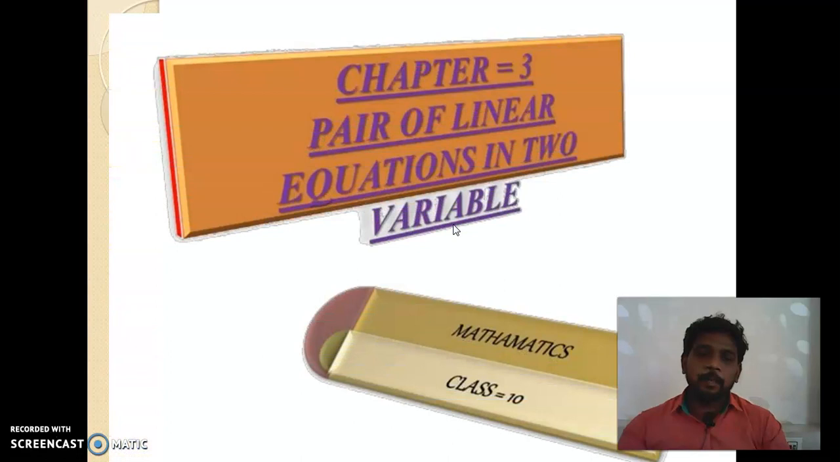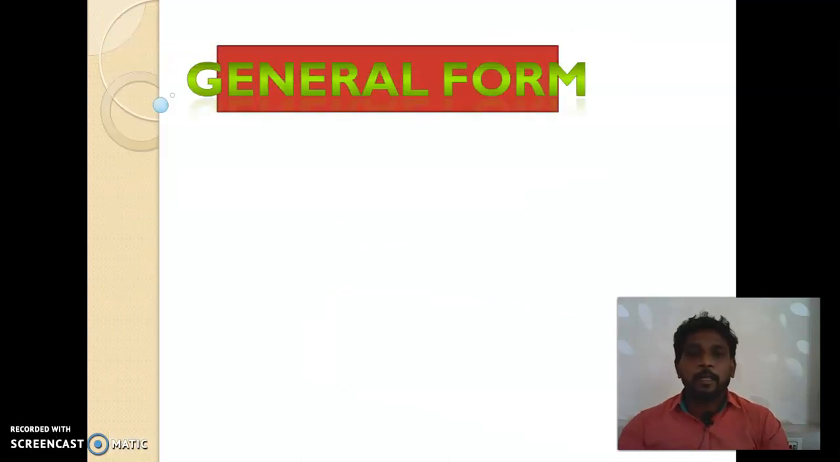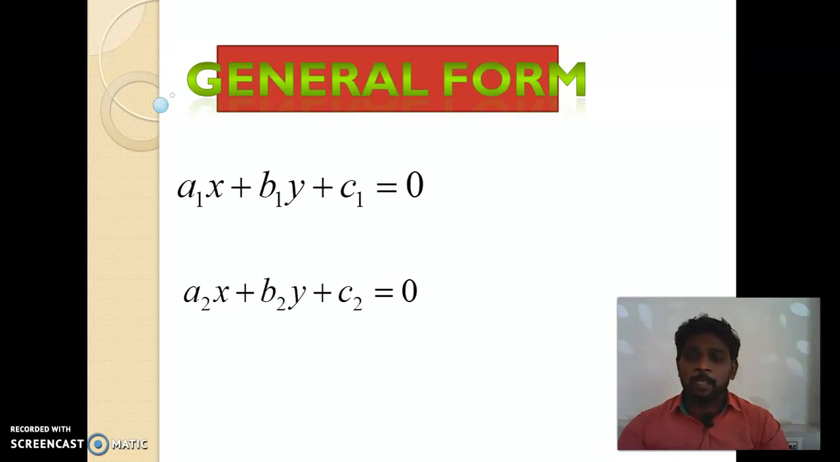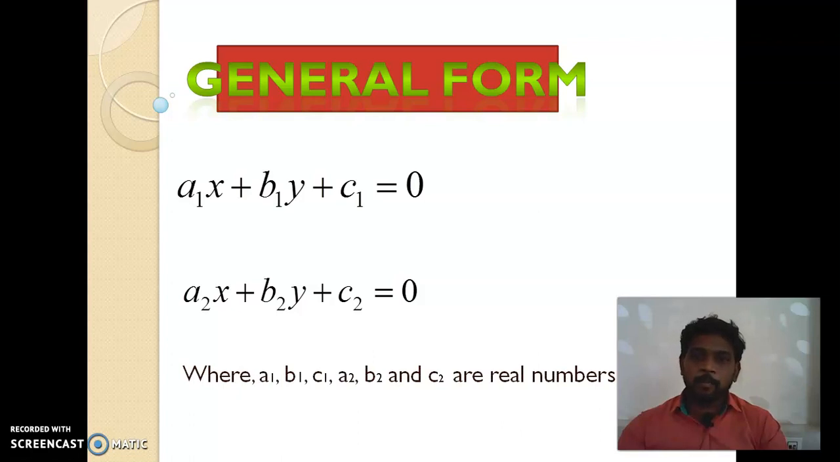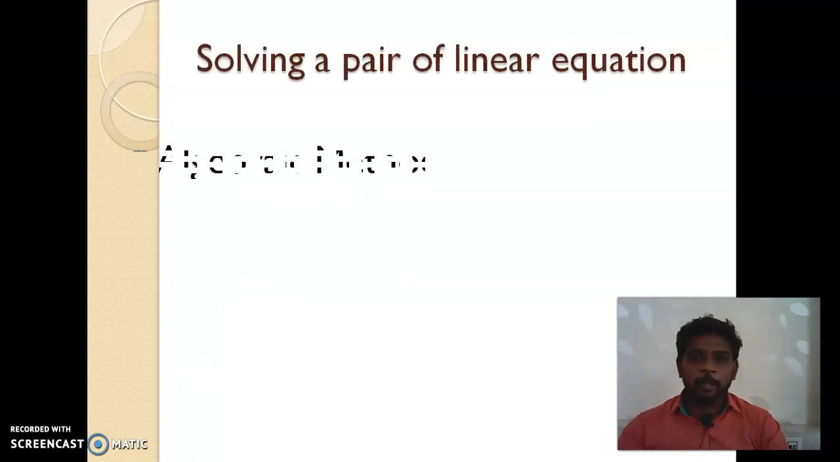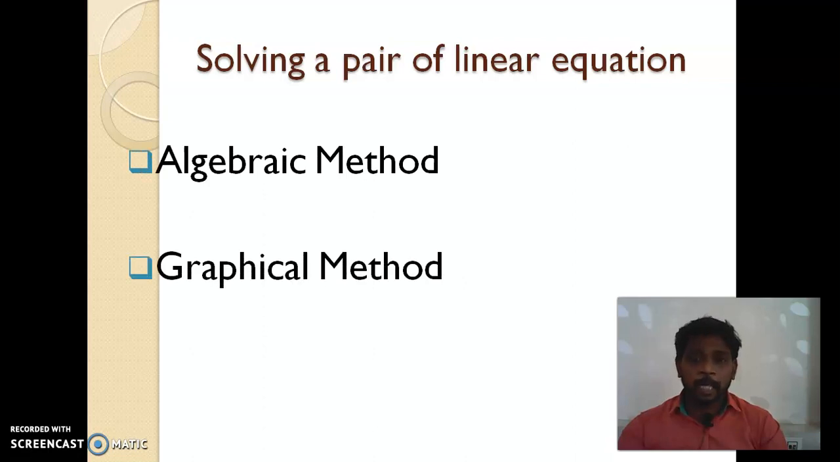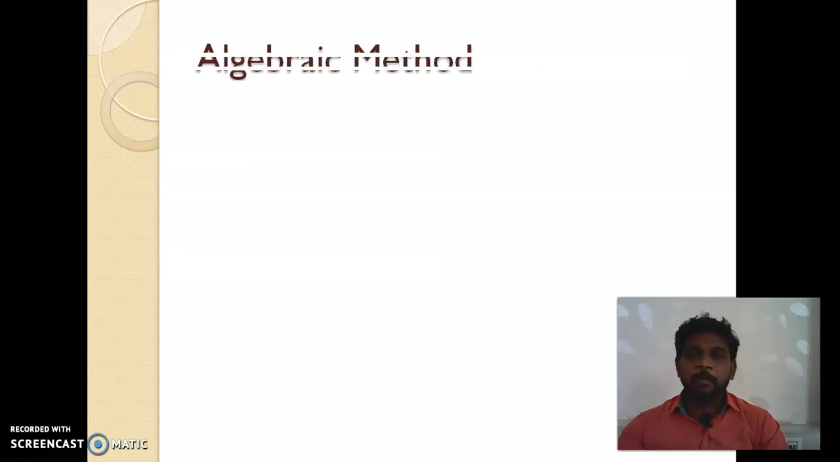So now we are saying a pair of linear equations in two variables. That is the topic of this lesson. And the general form of a pair of linear equations is this one, and here all the coefficients are real numbers. For solving a pair of linear equations, two methods are available: one is the algebraic method and the other is the graphical method. We already know that.